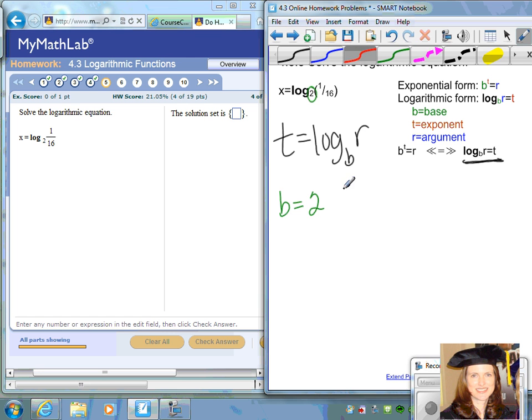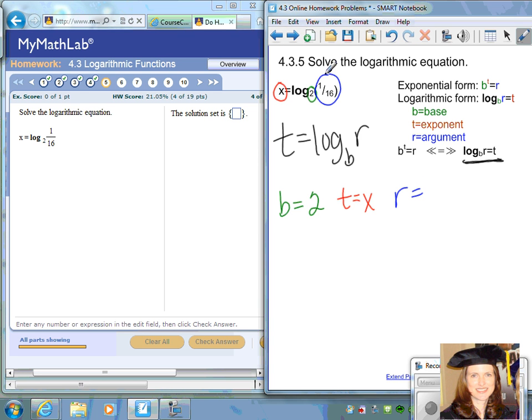T is the exponent, is equal to x. And then finally the argument, r, is equal to 1 over 16. So we're going to rewrite this logarithmic equation into exponential form. In exponential form, it's the base raised to the exponent equals the argument. B to the t equals r. Plugging in what we know, the base is 2 to the x power equals 1 over 16.